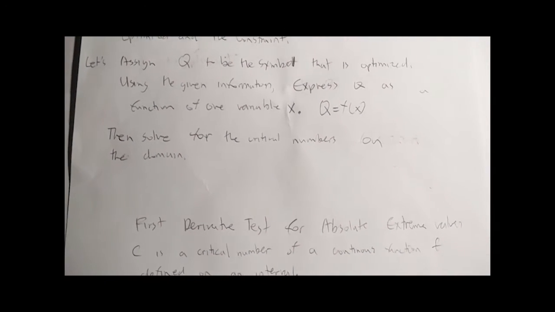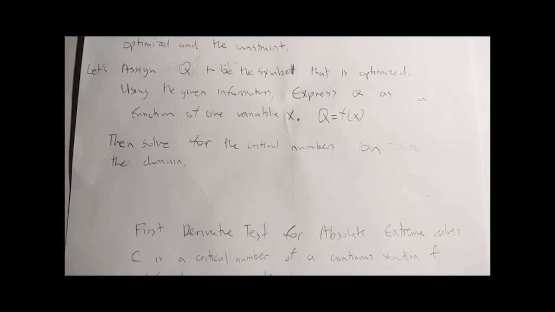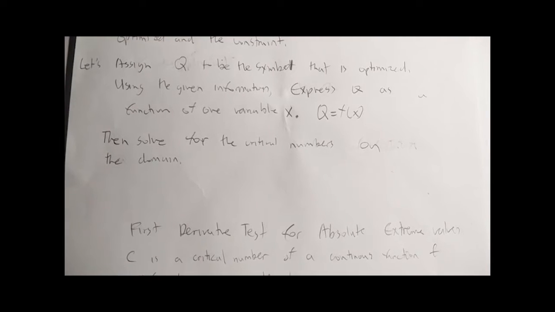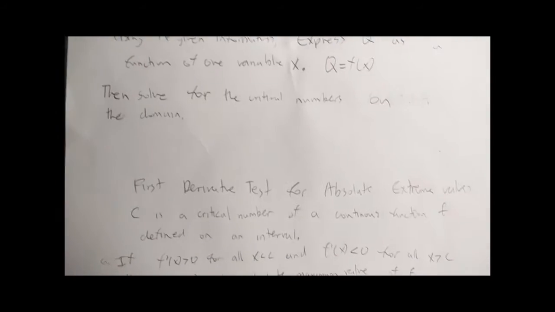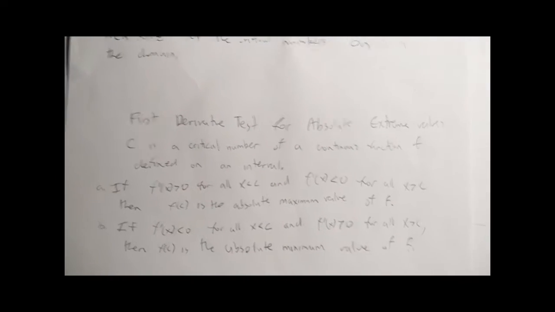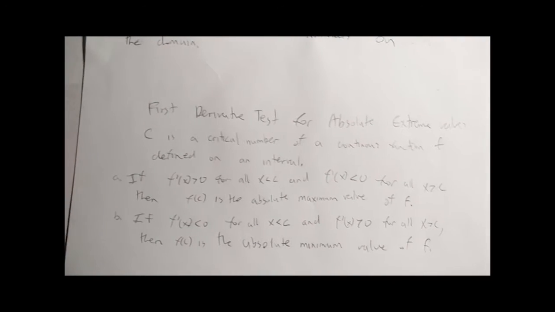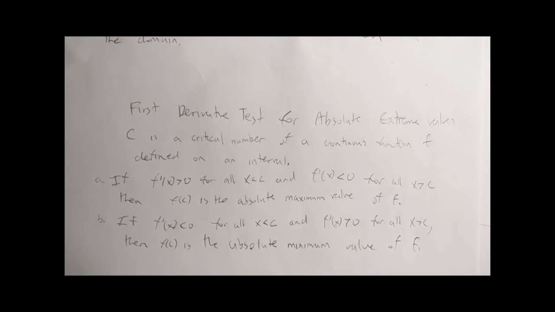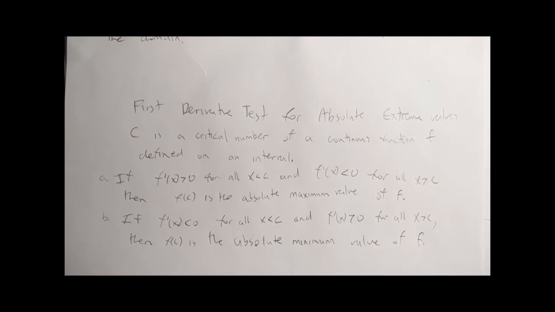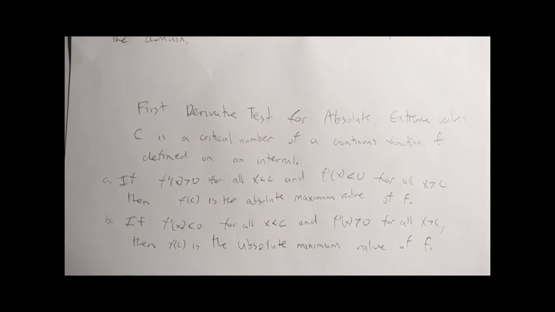Using the given information, express Q as a function of a variable x. Q equals f of x. Then solve for the critical numbers on the domain. The first derivative test for absolute extreme values is important in optimization.